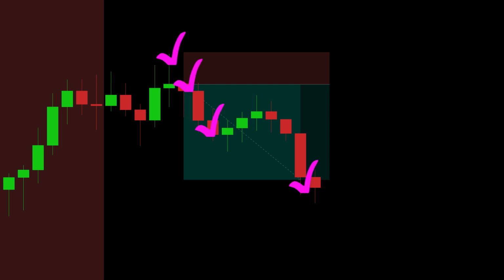1-to-1 is the first target for half of our position. When 1-to-1 is hit, the stop is moved to break even, and 3-to-1 is the second target. And this one hits 3-to-1.